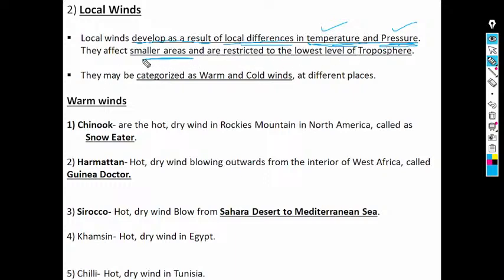They affect smaller areas and are restricted to the lowest level of the troposphere. They develop from local differences in temperature and pressure. They may be categorized as warm and cold winds at different places.